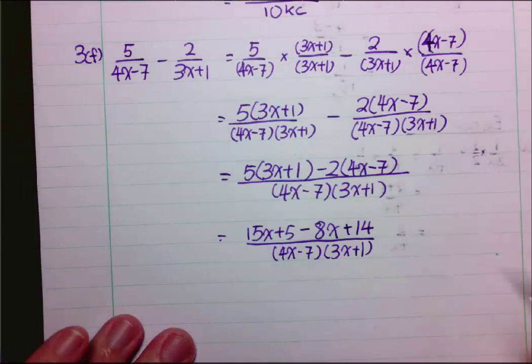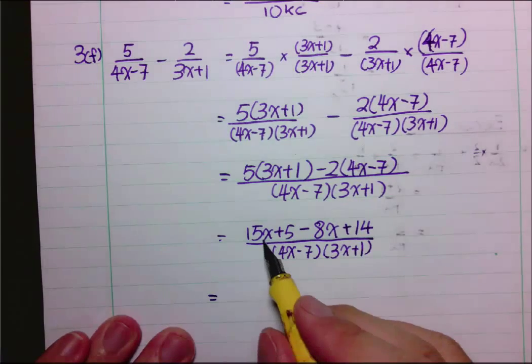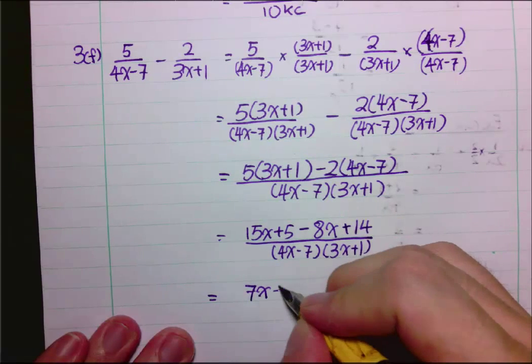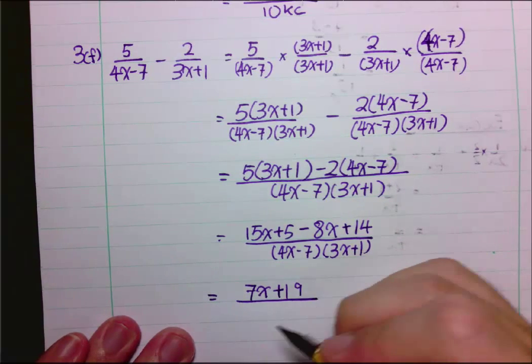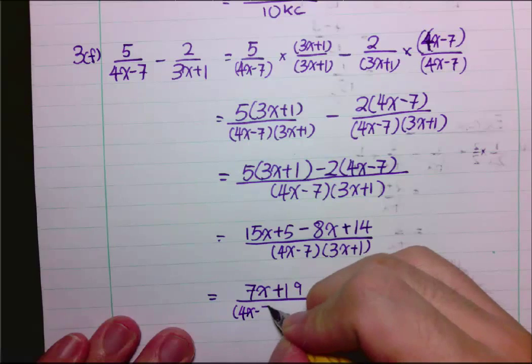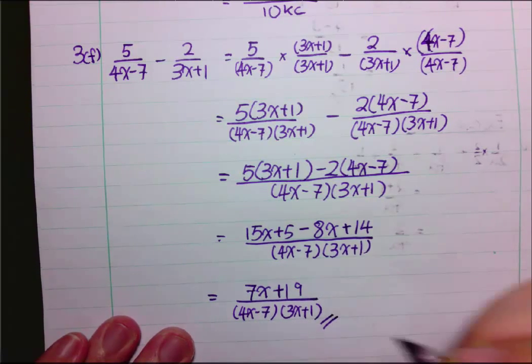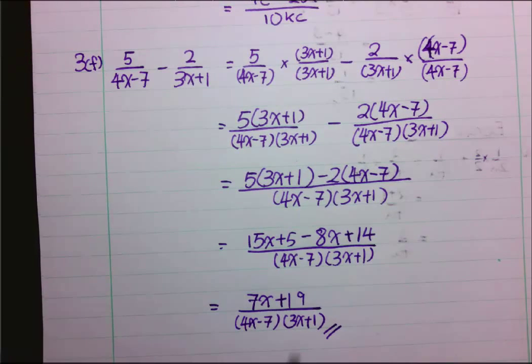Then I'm almost done with this question. We have 15x minus 8x is 7x. 5 plus 14 is 19 over 4x minus 7, 3x plus 1. And we are done. There is no need to expand the denominator. You can just leave it like that, unless the question states otherwise. If not, leaving it like that is actually okay.